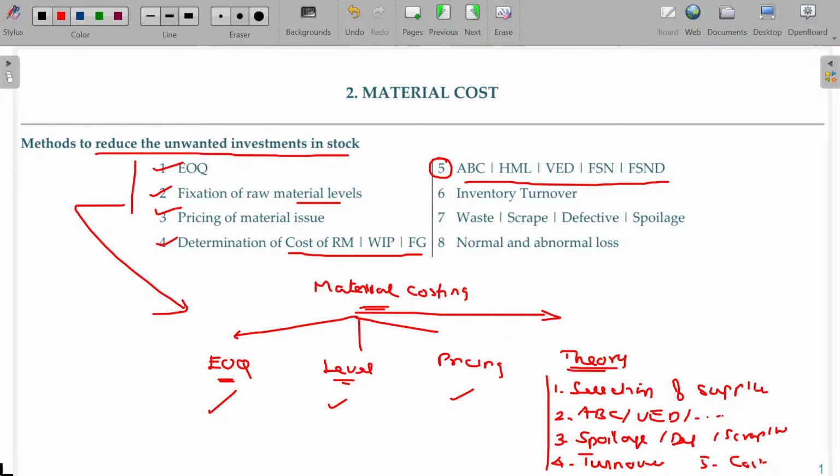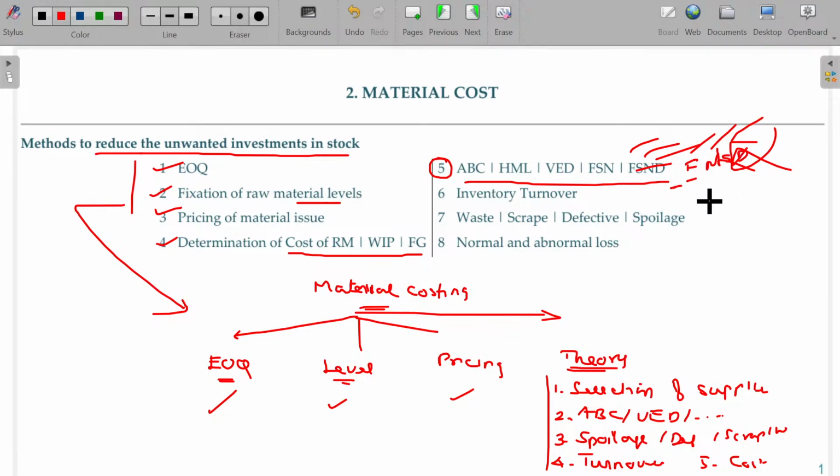Okay, always better control, like you can expand this: A category material, B category material, C category. High, medium and low value goods, another analysis. Vital, essential, desirable, another one. Fast moving and slow moving, non-moving, or FNSD. Fast moving, normal moving, slow moving, dead stock, not at all moving. In such a way we can classify. So we will not lock our money in dead stock or slow moving.